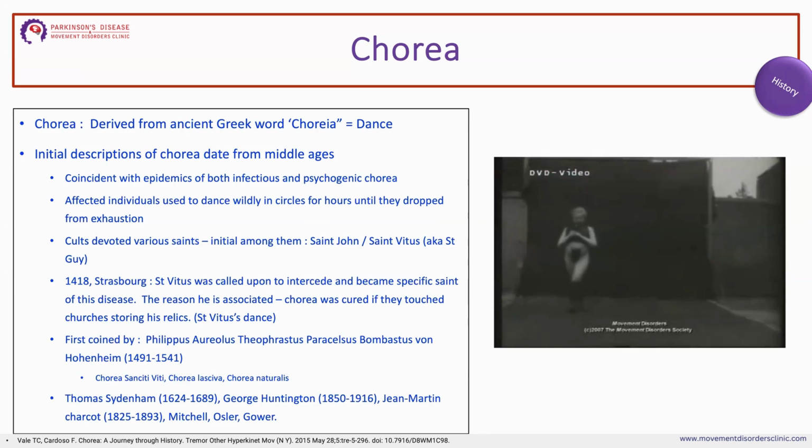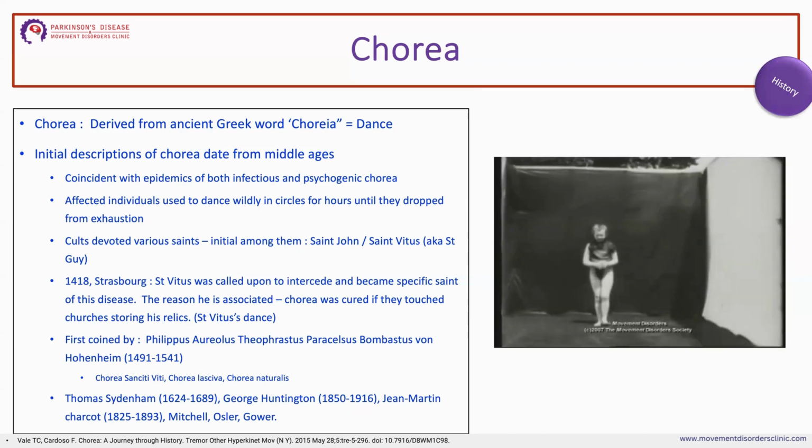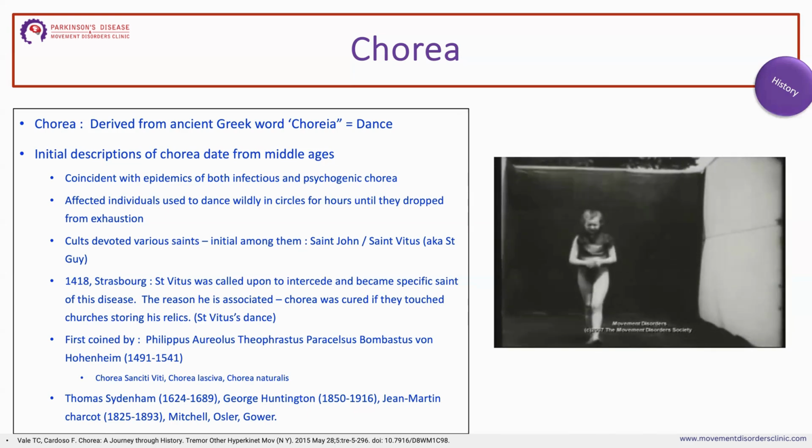It coincided with epidemics of both infectious and psychogenic chorea, and affected individuals usually used to dance wildly in circles for hours and hours until they dropped from exhaustion. There used to be cults devoted to various saints because of these ceremonial performances. Among them were Saint John and Saint Vitus.